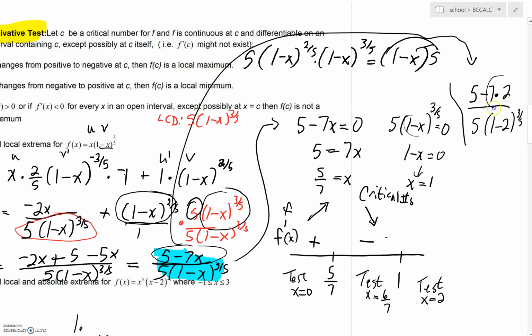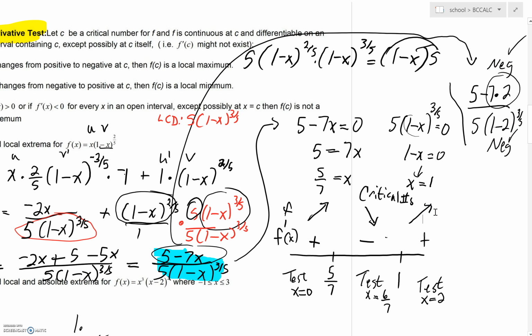You plug in a 2, and of course 7 times 2 is 14, and 5 minus 14, you get something negative, right? 5 minus 14, you'd get negative 9. But down below, 1 minus 2 is negative 1, and negative 1 to the 3/5 power. It's like the 5th root of negative 1, which is negative 1. Raise it up to an odd power. Negative 1 to the 3rd power is still negative 1. The bottom line is this denominator is negative also, and a negative divided by a negative is a positive.